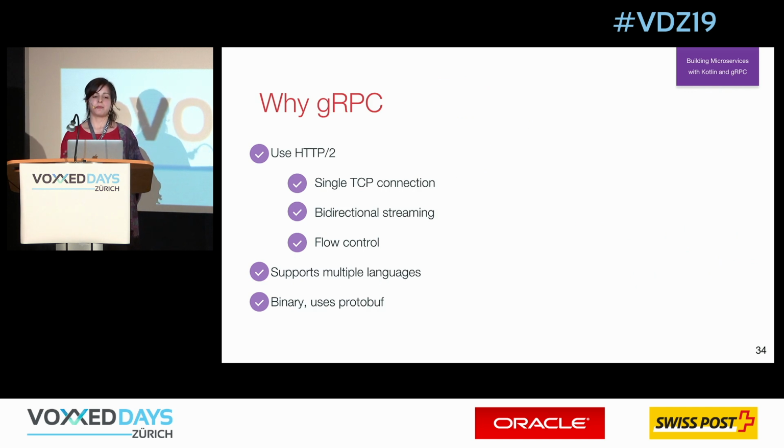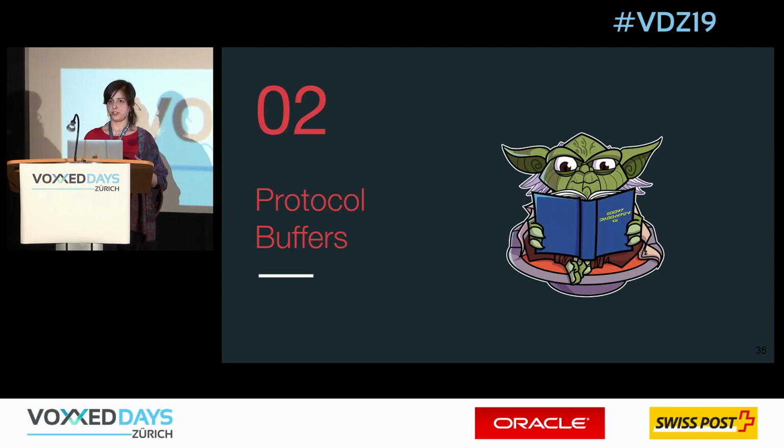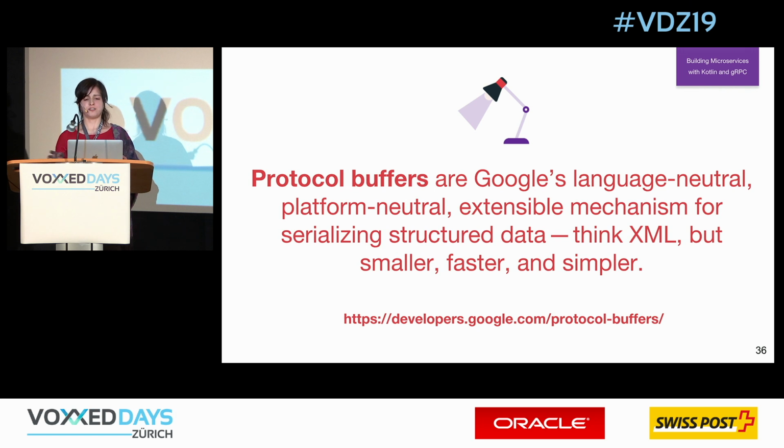Let's summarize a little bit about gRPC. The key features that we will talk about today are HTTP2, multilinguality, and that it's binary. So the next step is protocol buffers. It's the serialization protocol used in gRPC. According to Google, in this boring definition, think about protobuf like it's XML, but smaller, faster, and simpler.